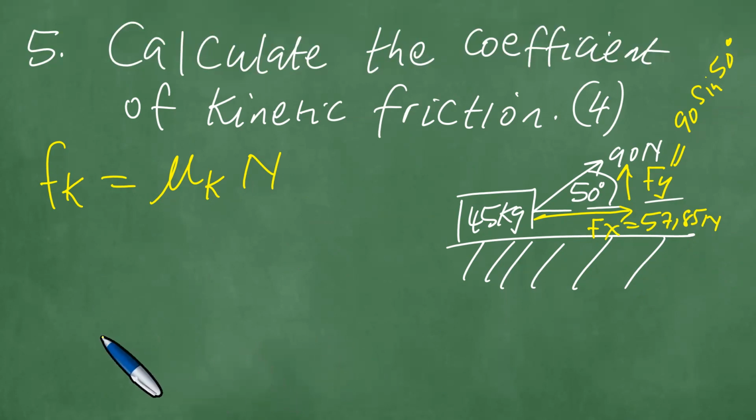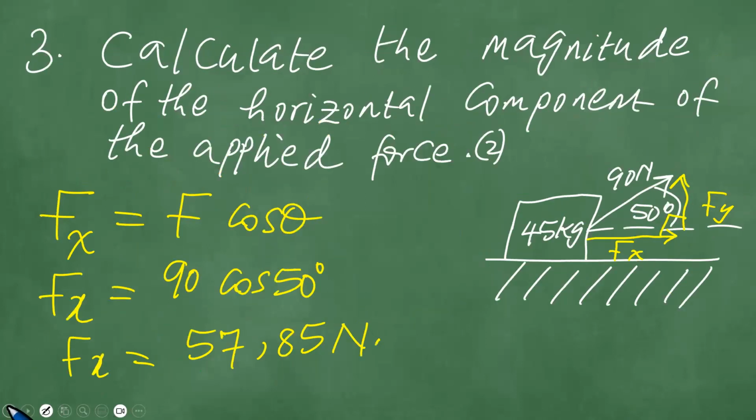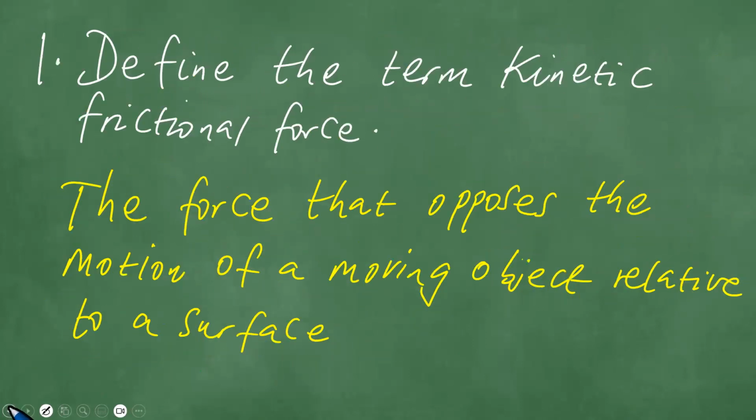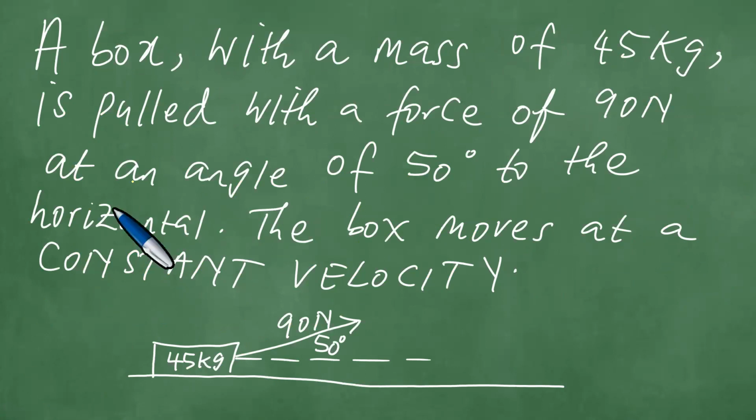Now with this said, the FK, if you look at this question carefully, let's look at what the examiner was saying here. A box with a mass of this is pulled with a force of this at an angle of this to the horizontal. The box moves at constant velocity.